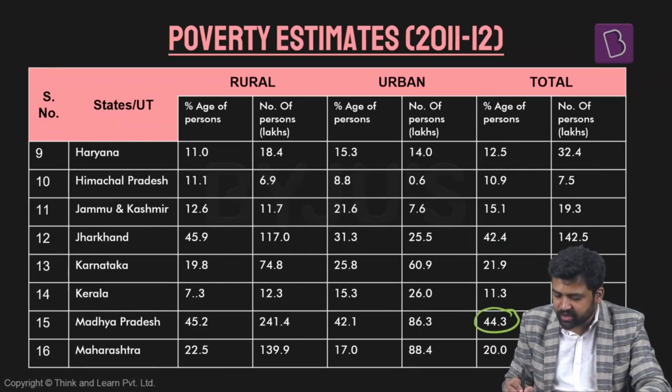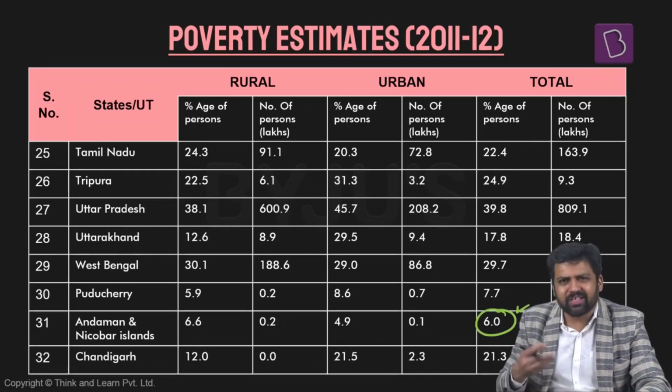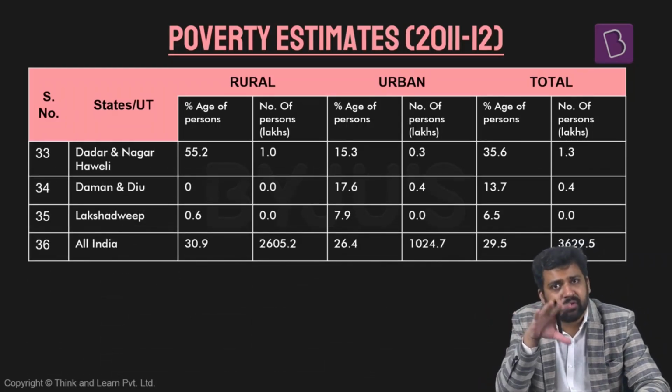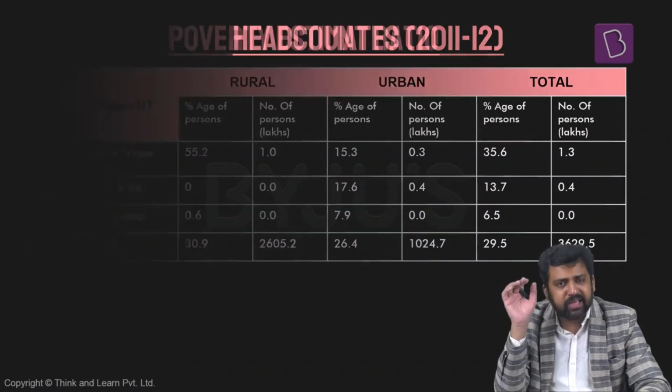Look at Madhya Pradesh, 44.7, Jharkhand 40.4%, Odisha 45.9%, Manipur 46.7%. Right? So again, Andaman Nicobar Islands, small base, Union Territory, 6%. So what I want to say here is certain states' poverty rates are quite high, certain states' poverty rates are comparatively low. Also, you can see the urban and rural split, right? Most likely in urban areas poverty rates will be less as compared to rural areas. There is a social dimension to poverty as well.